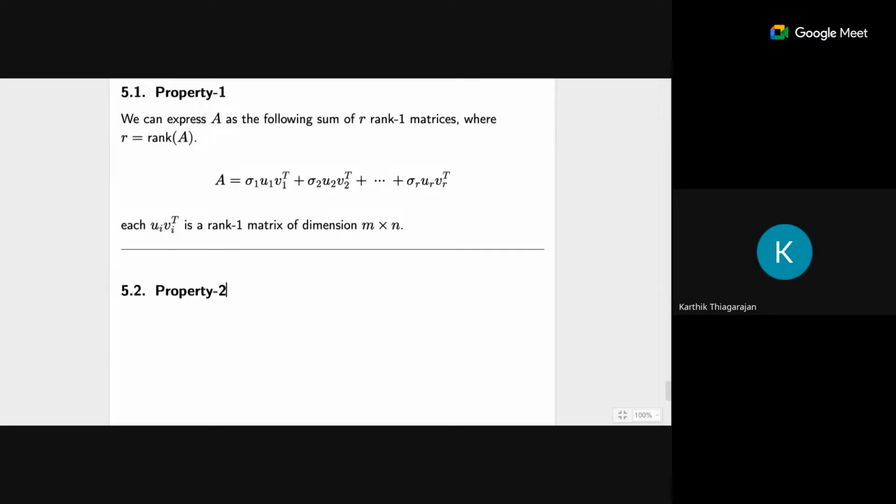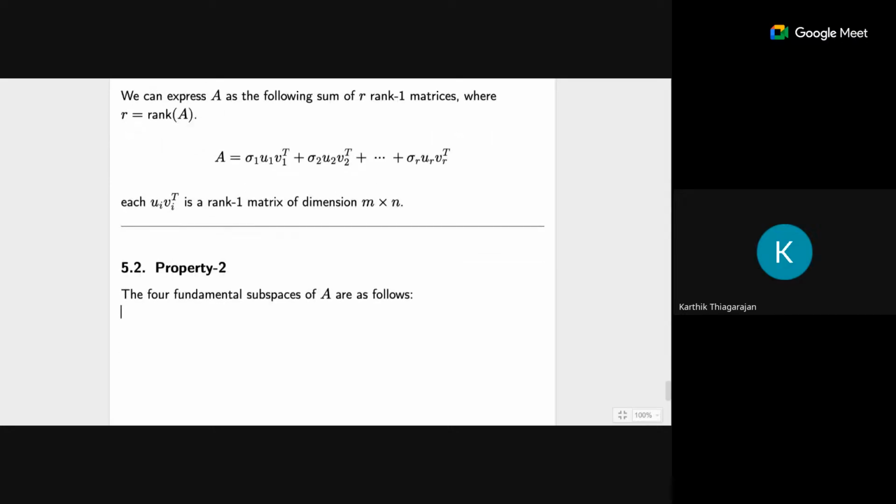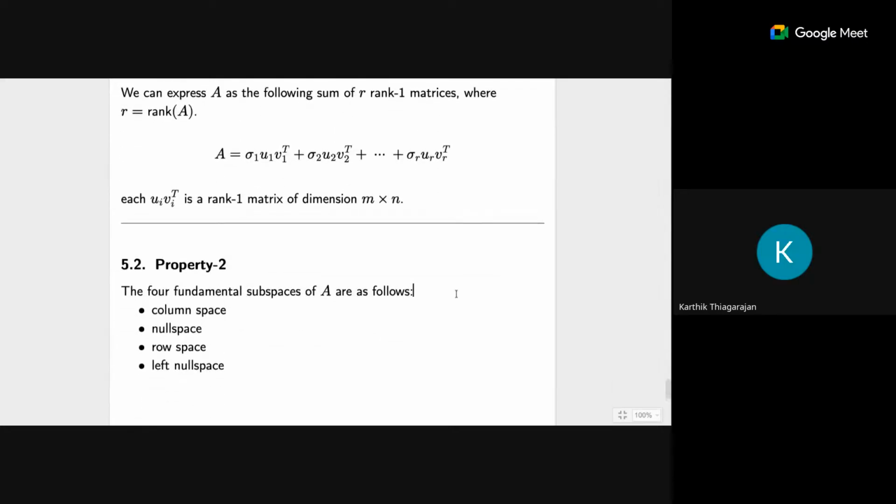So property 2, in fact, many properties follow from this. The four fundamental subspaces of A are as follows. What are they? The column space, the null space, the row space, and the left null space. Can we directly obtain them from these left and right singular vectors? They can be read off from the left and right singular vectors. Remember that there are m left singular vectors. So the column space is nothing but the span of u1 all the way up till ur.